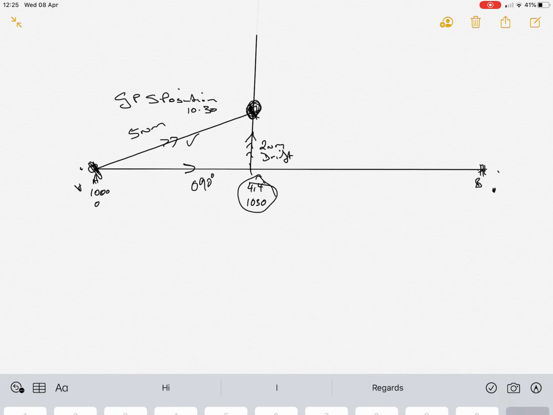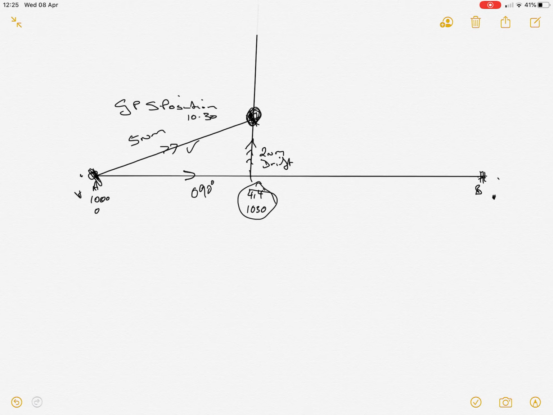So that tells me I went further than what I thought I'd gone, therefore the tidal stream was with me. Okay, but it was only half an hour later. Therefore, we talk about a drift, and the length of that line from there to there is 2 nautical miles.